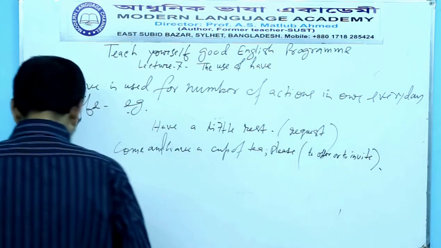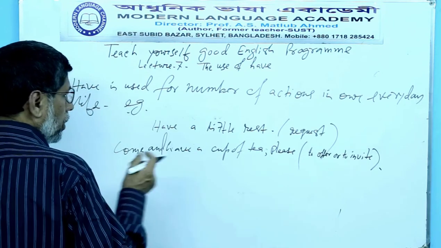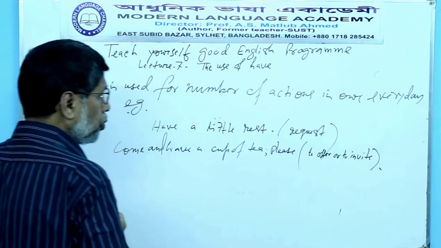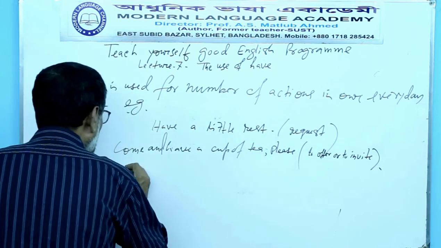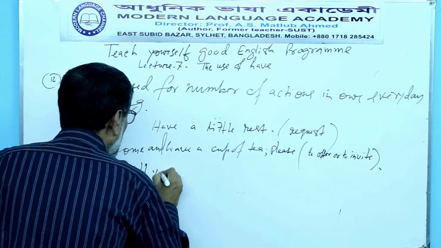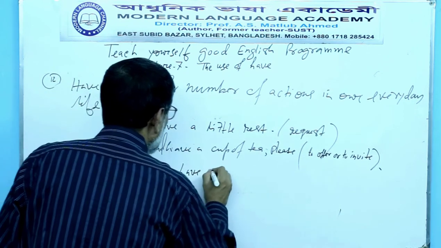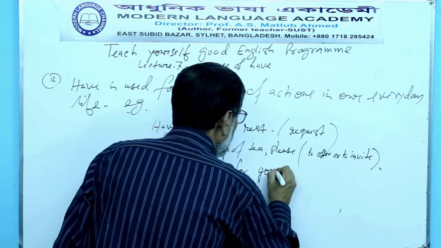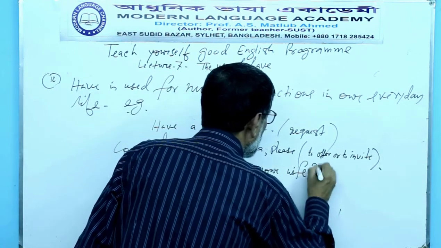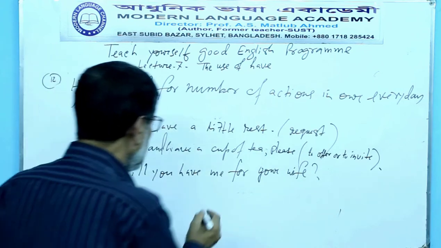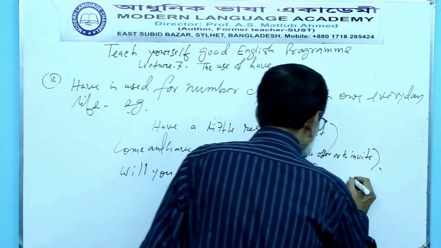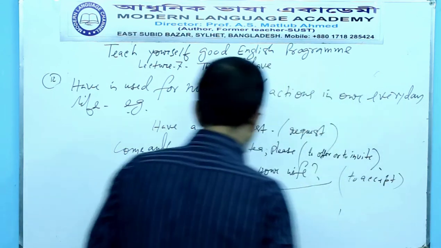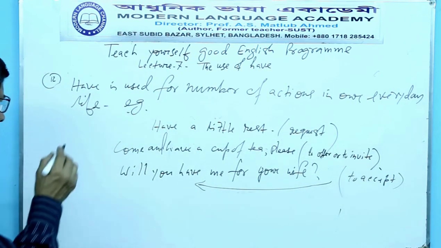Or you can say, for example, a dialogue we have seen in Around the World in 80 Days. Will you have me for your wife? This have means to accept. Will you accept me as your wife? Will you have me for your wife?